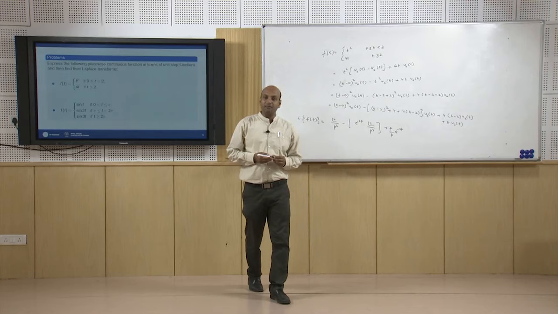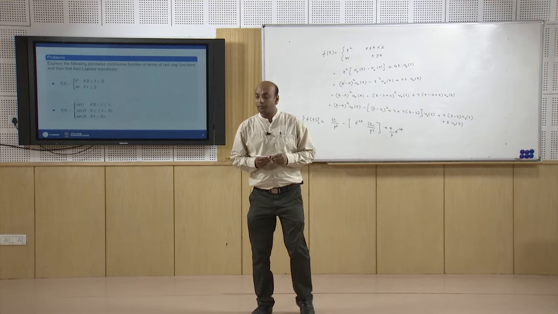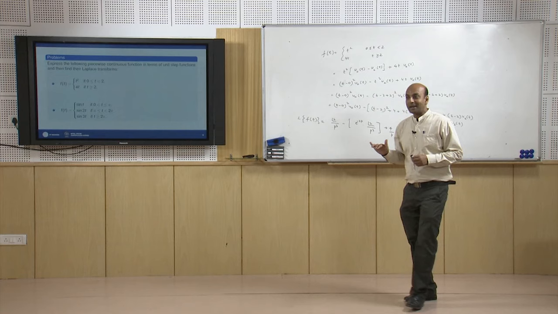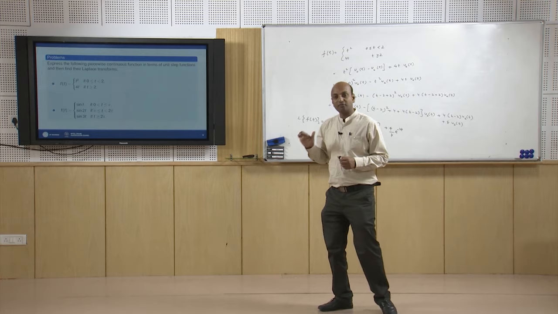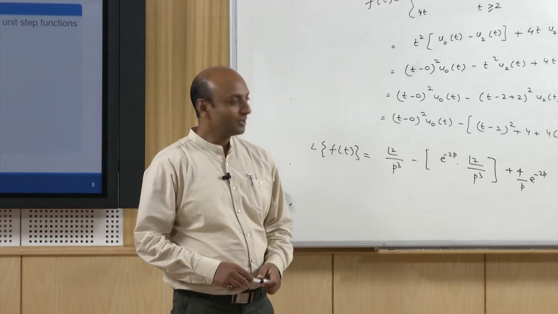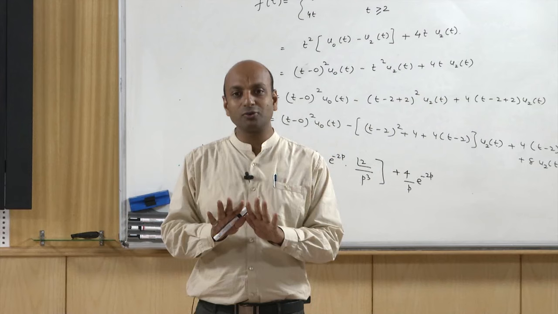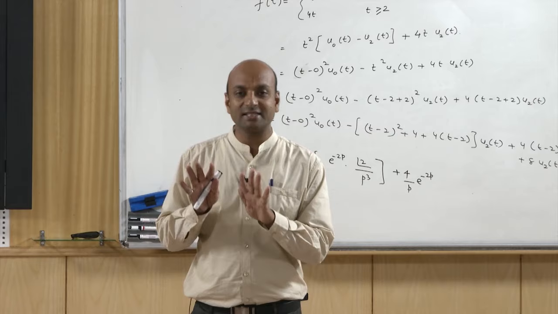So basically, when we have a function in piecewise form, the function can be rewritten in terms of unit step functions, and then the Laplace transform of such functions can be found using the second shifting property. First we express those functions in terms of unit step functions, and then using the second shifting property, the Laplace transform of such functions can be found.